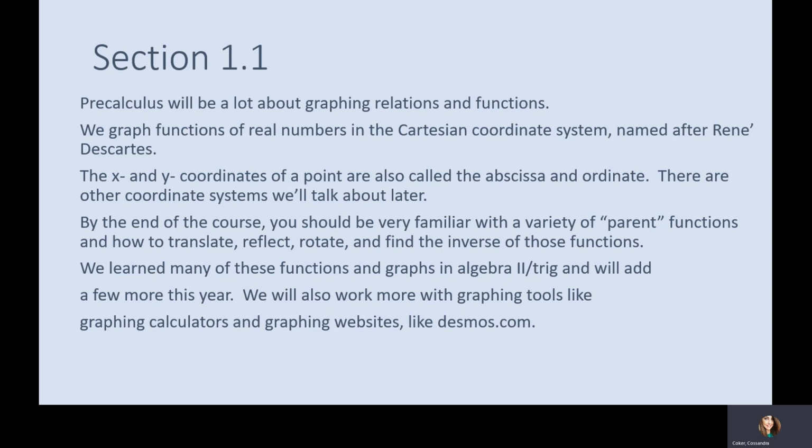By the end of this course, as you prepare for calculus in college, you should be familiar with a variety of parent functions. Parent just means that it is the basic graph. It has not been transformed in any way. So for example, the basic parent function of a quadratic function is y equals x squared. If you say y equals x squared plus 2, then you're translating that graph. So y equals x squared would be your parent or identity function. You will learn by the end how to translate, reflect, rotate. You need to know all these different functions, what they look like graphically, as well as what they look like algebraically.